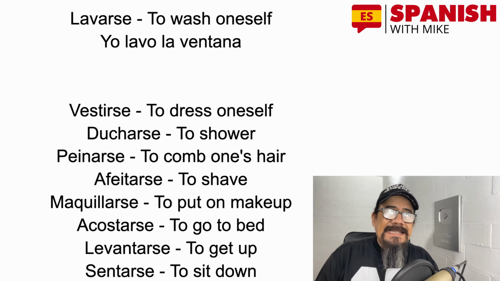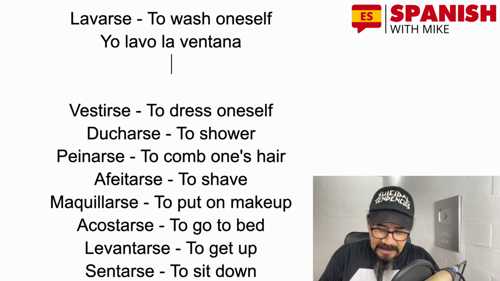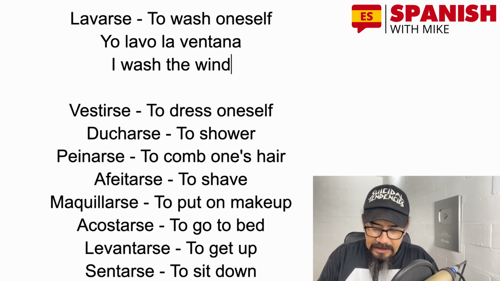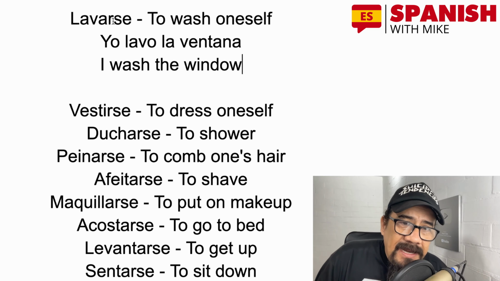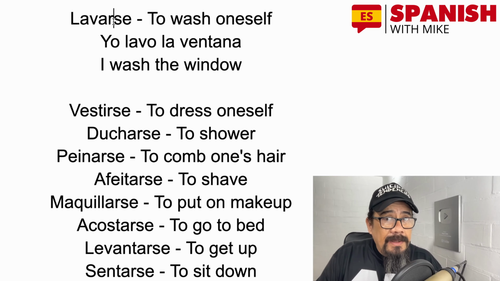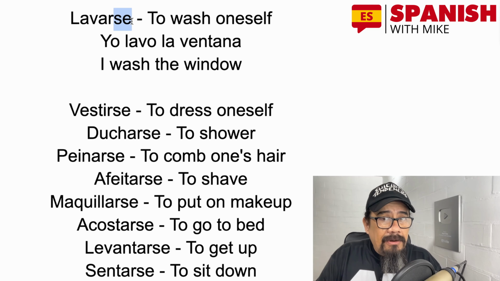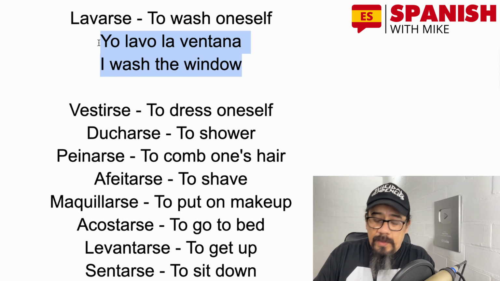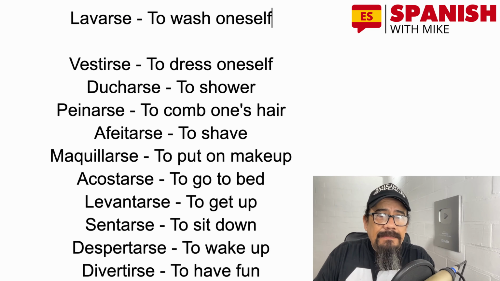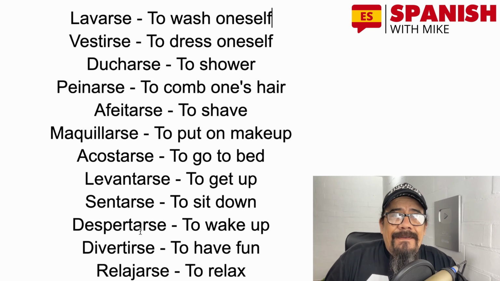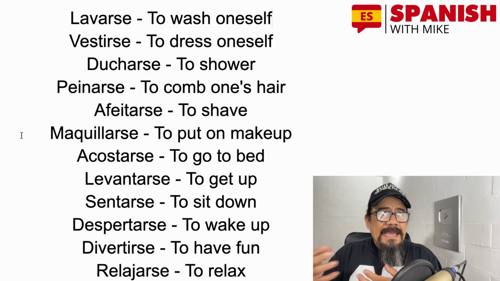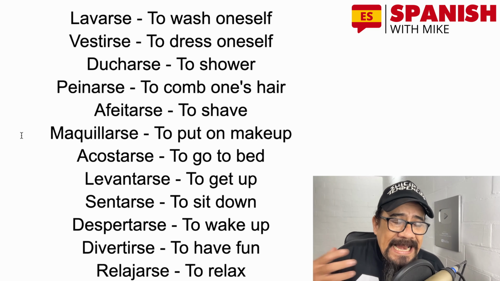Here, that is not a reflexive verb. I'm just saying I wash the window. See? But when I use the infinitive form of this reflexive verb, I have to put the particle se at the end. And that way, I realize that I'm talking about a reflexive verb in Spanish. Lavarse, to wash oneself. I wash myself. Me lavo.